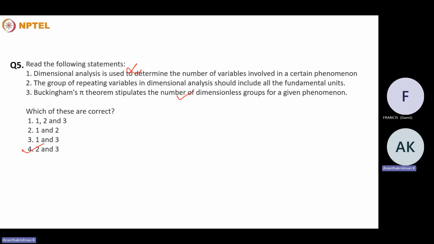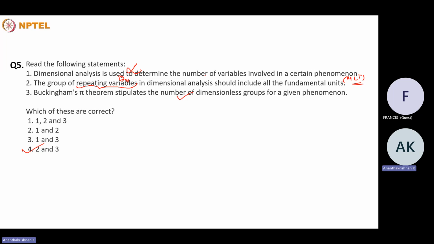The group of repeating variables in dimensional analysis should include all the fundamental units. The fundamental units will be MLT, and the number of repeating variables should be equal to the number of the fundamental units. So there should be three repeating variables, and they should contain all these quantities, M, L, and T. So we can't decide three repeating variables from the total number of variables in such a way that the three will not have even a single quantity of either M, L, or T. All the quantities M, L, and T should be present in one form or the other in these variables.